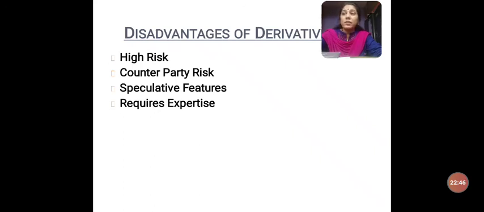Speculative features. See, derivatives are instruments which are used for speculation purposes for earning profits. Sometimes huge losses may occur due to unreasonable speculation, and sometimes high profits are also there. But speculation means what? You predict what may be the future. Sometimes you may predict there will be an increase in the prices of the underlying assets, but it may not happen. Because of that prediction you must have made investments, and if prices do not increase, then you have to face losses. So the speculative feature is there in derivative markets, and therefore it is a disadvantage.